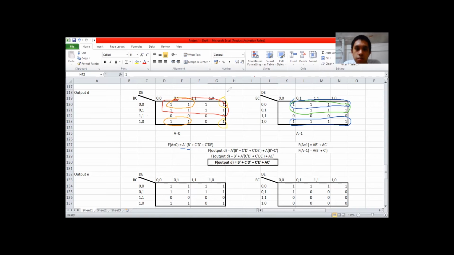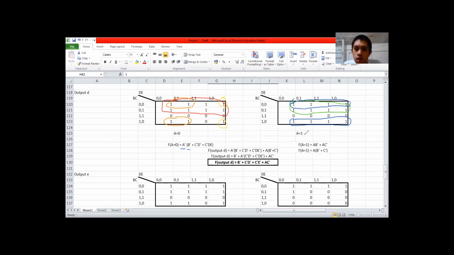So for the yellow group, A is 0, B changes from 0 to 1 and is cancelled, C is unchanged and is 0, D is unchanged, which is 1, and E is unchanged, which is 0, because the ones on the yellow group lie on the same column. Therefore, we are left with A prime ANDed with C prime ANDed with D ANDed with E prime. So here is the factored form of the expression where A is equal to 0.